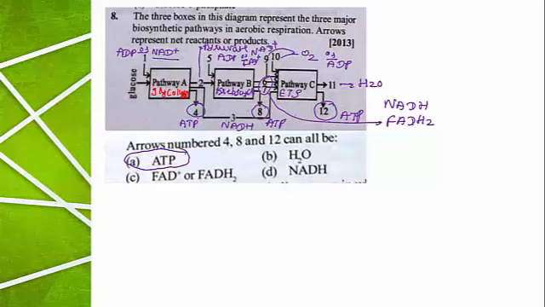Why it cannot be NADH is because it is not liberated and does not come out. NADH is again participating in the next step of aerobic respiration, so the correct answer for the given arrow numbers 4, 8 and 12 is ATP.